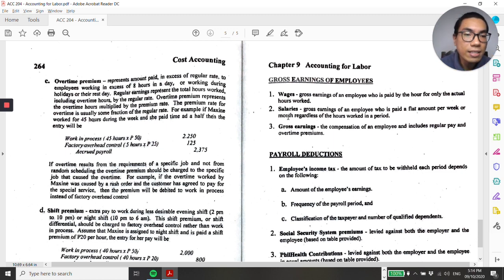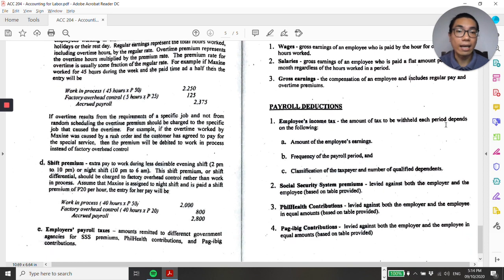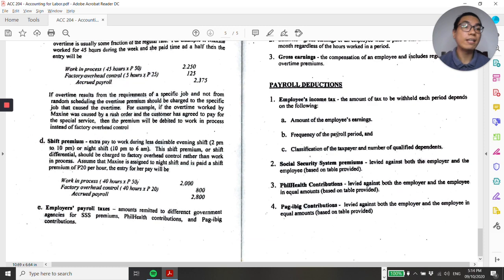Gross earnings, yan. Ito yung compensation natin, including yung mga deductions natin to our employee. Yan. Deductions included yung mga government contribution natin. Yan. And then yun, na-specify lang dito kung ano na yung mga sample ng payroll deductions natin.